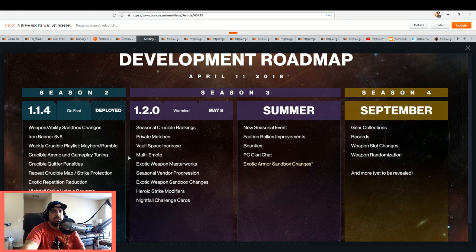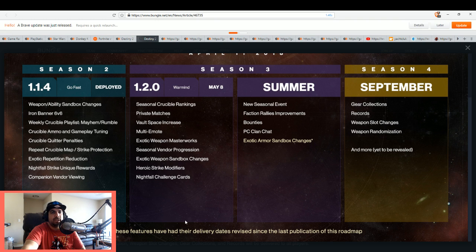Now, in Season 3, that's the Warmind deployment that they're doing. They're doing the seasonal Crucible rankings, private matches, multi-emotes, vault space increase, exotic weapon masterworks, seasonal vendor progression, heroic strike modifiers, challenge cards for Nightfall, a new seasonal event, bounties, clan chat, exotic armor sandbox changes, which apparently, according to these new features, had their delivery dates revised.